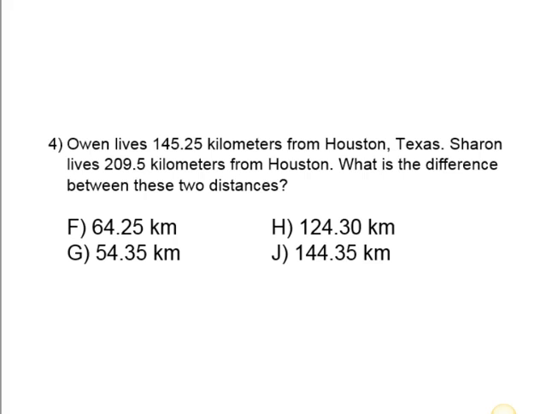Owen lives 145 and 25/100 kilometers from Houston, Texas. Sharon lives 209.5 kilometers from Houston. What is the difference between these two distances? F, 64.25 kilometers. G, 54.35 kilometers. H, 124.30 kilometers. J, 144.35 kilometers.